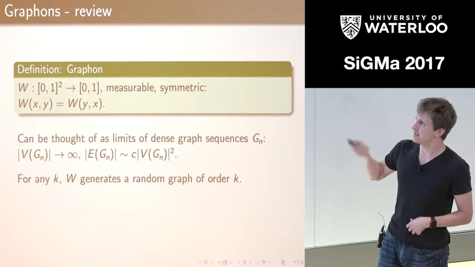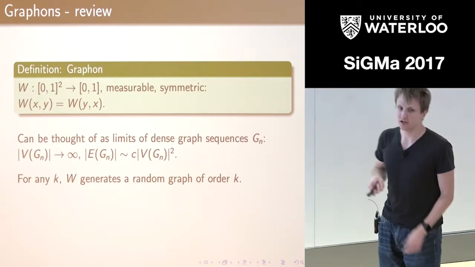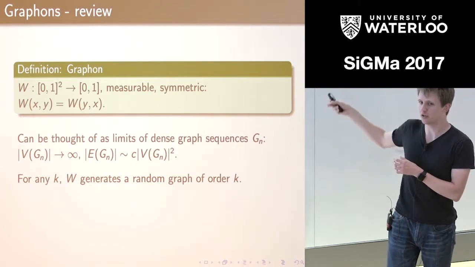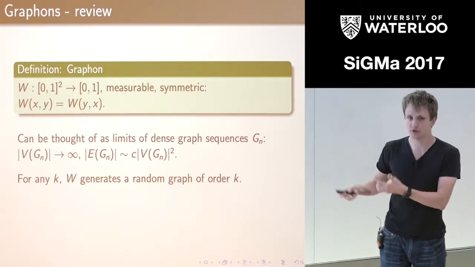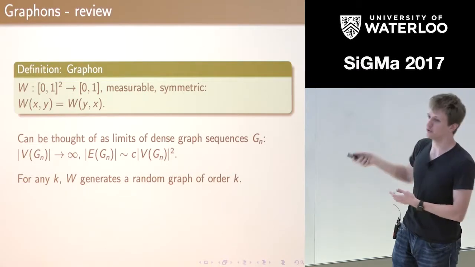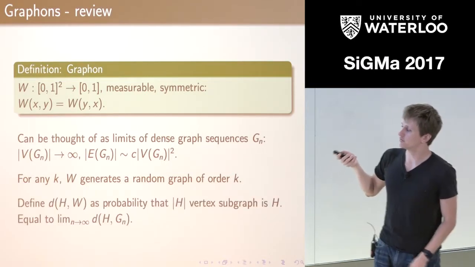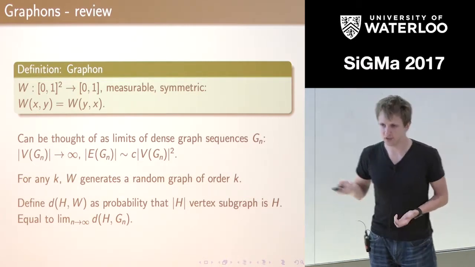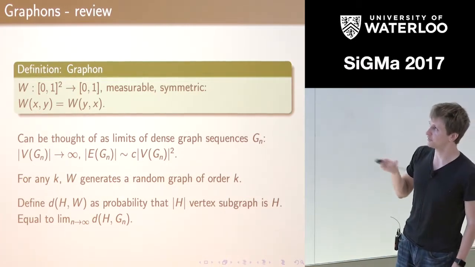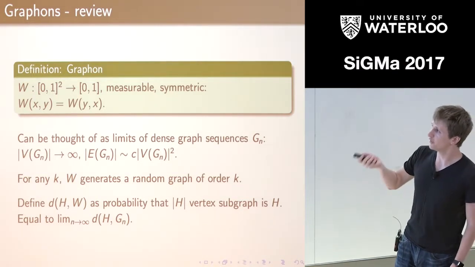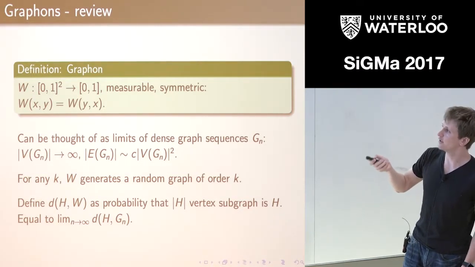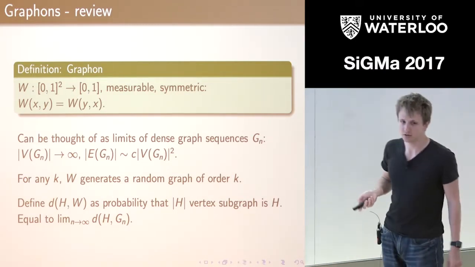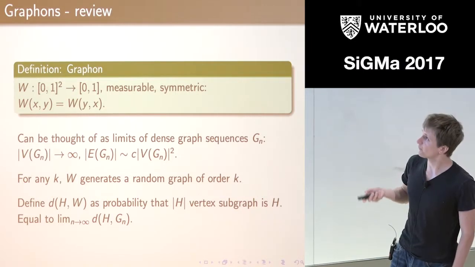For any k, W generates a random graph of order k, which is the analog of, if you have a graph, taking k random vertices; this is the analog of doing that for a graphon. And the nice thing about dense graph limit theory is that there are many equivalent notions of convergence. One of these equivalent notions is that for any graph H, the density of H in the sequence converges to the density of H in W.